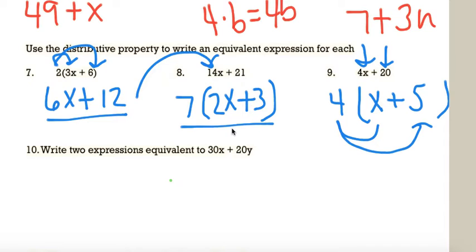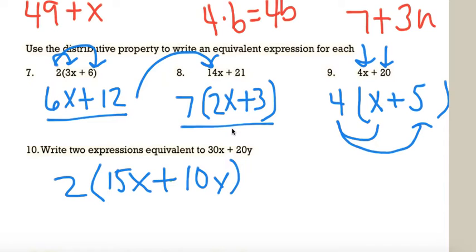Okay, now you should have come up with at least 2 expressions that are equal to 30x plus 20y. What is a common factor that 30 and 20 share? Well, the first one that comes to mind is 2. I know that 2 can go into 30 15 times, and 2 can go into 20 10 times. I also know I could have used 5. 5 goes into 30 6 times, 6x, and it goes into 20 4 times, so 4y. Another one that comes to mind is 10.